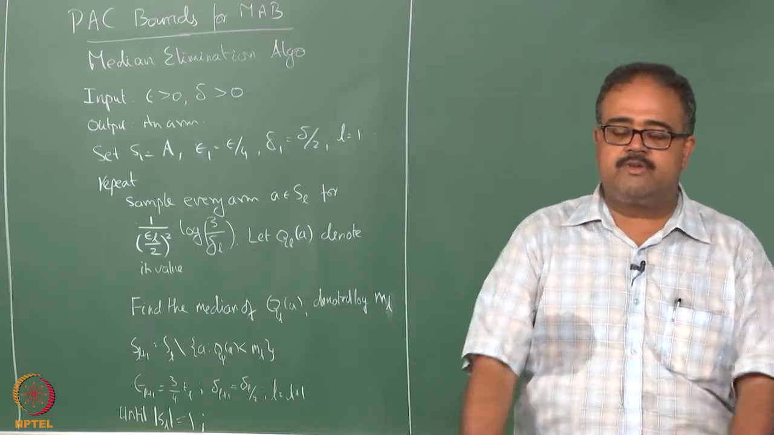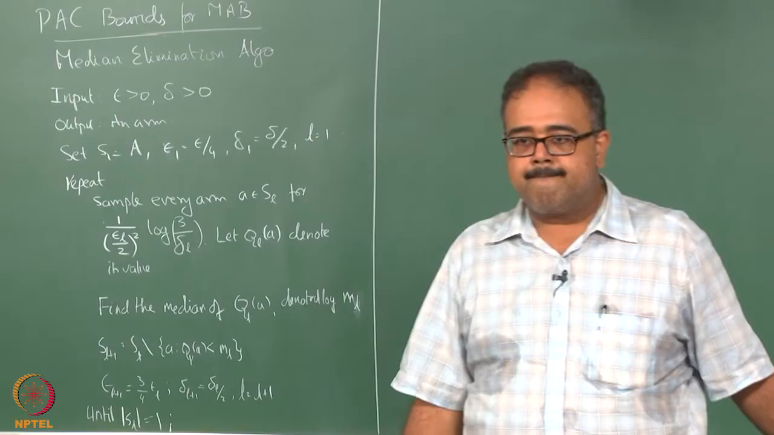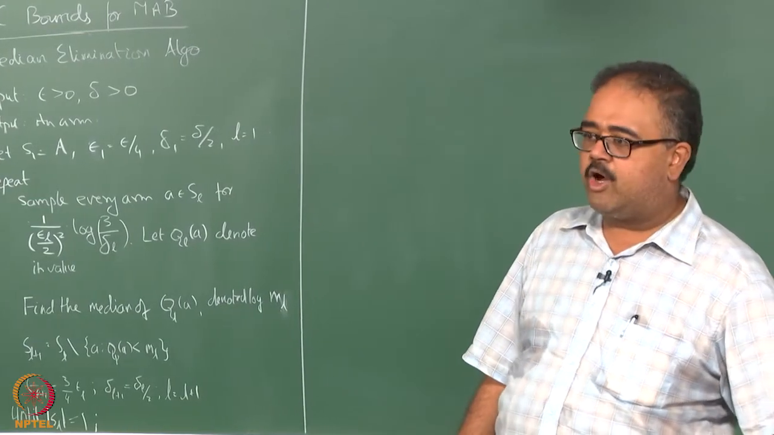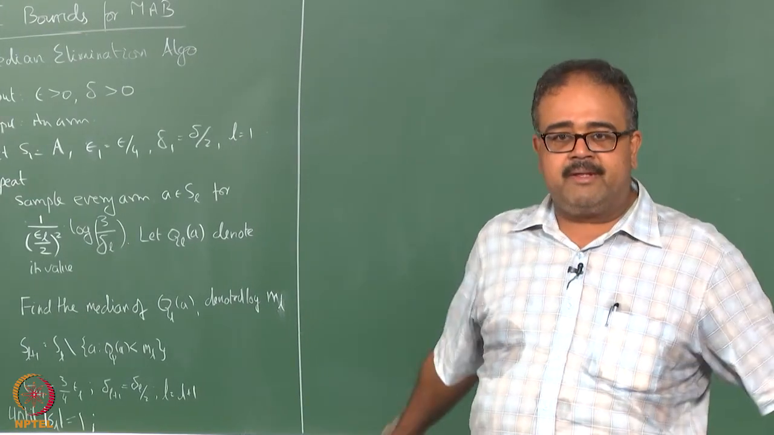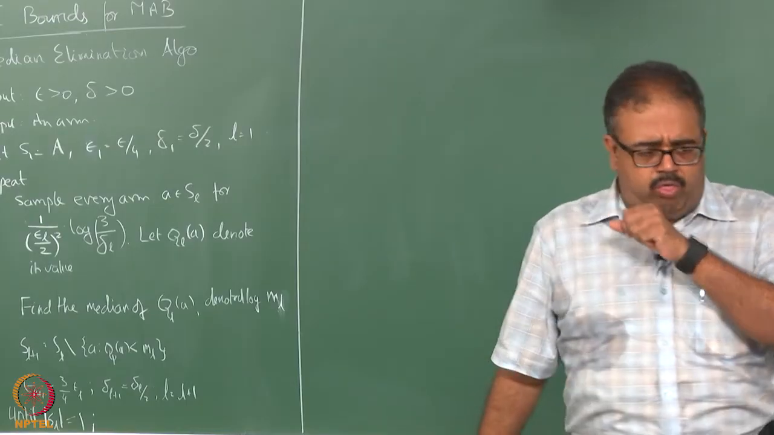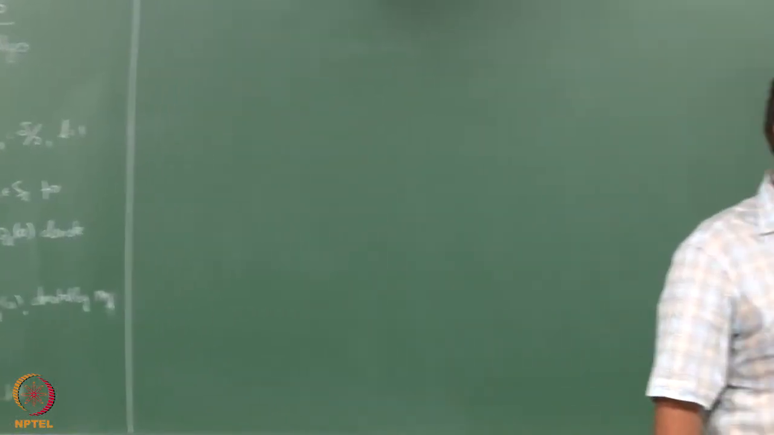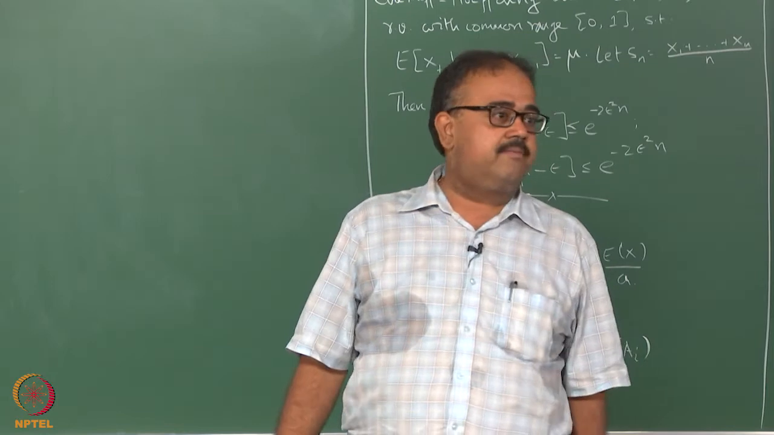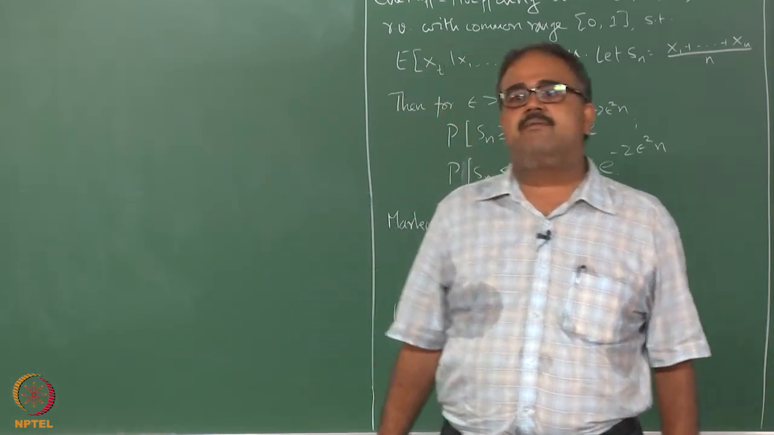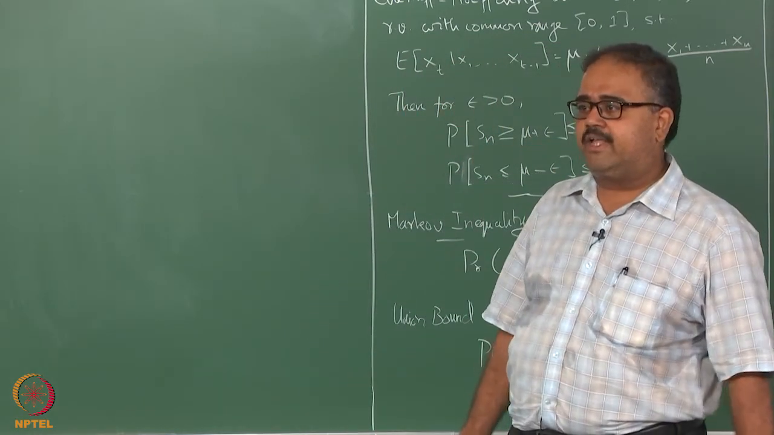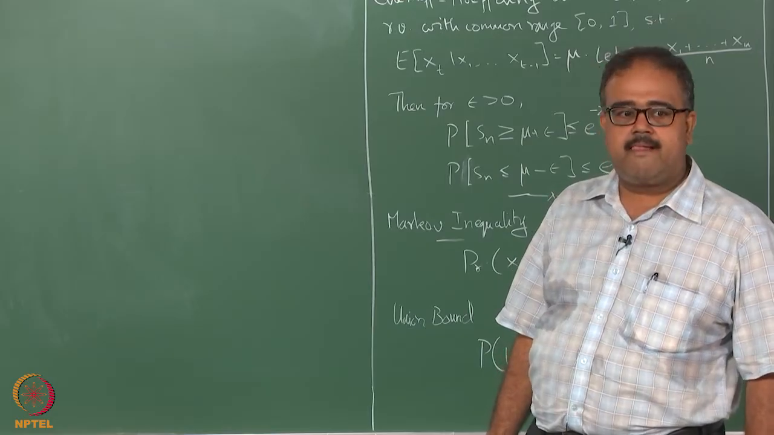So how many rounds will I go? Log k rounds, because every time I am eliminating half the arms. Because I am looking at the median, I am eliminating everything below the median. So I am guaranteed to eliminate half the arms in every round, and I will end in log k rounds.